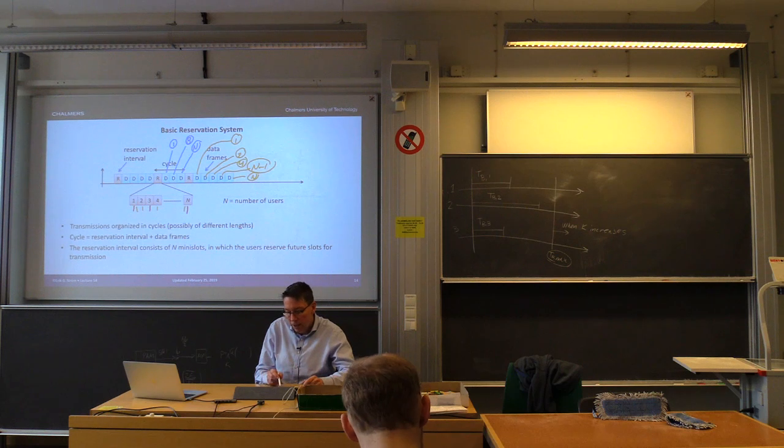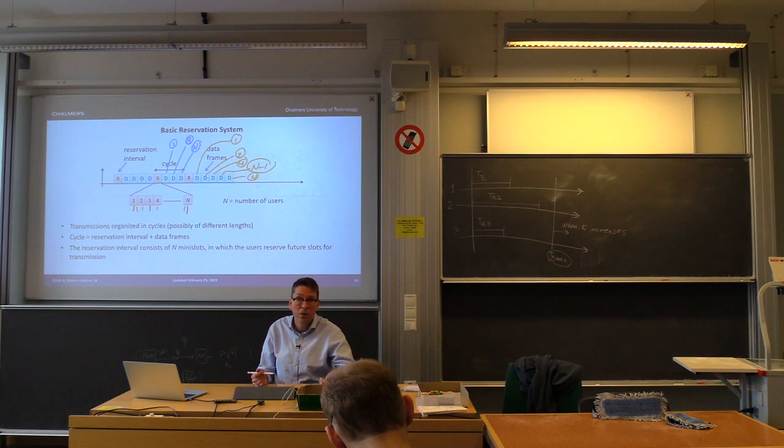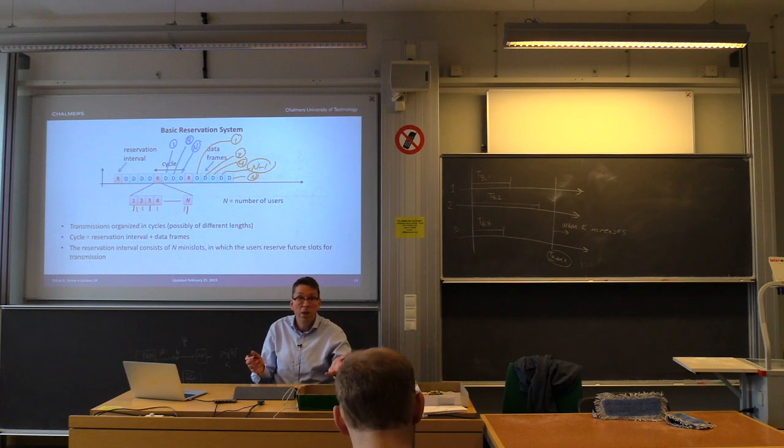Okay, and the idea is of course that the reservation time, the time it takes to reserve this, is much shorter than the actual data frames. Otherwise this doesn't make much sense, right? There is not a lot of data saying, okay, I'm number 1, I have data to transmit. Maybe this is like 4 bits or 16 bits, while the data frame could be an IP packet which is 12,000 bits or something like that.